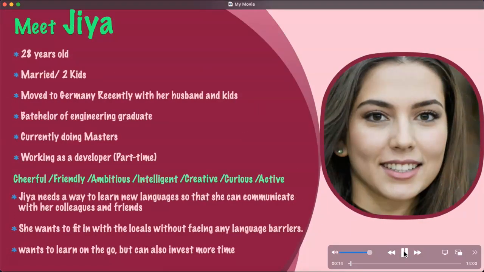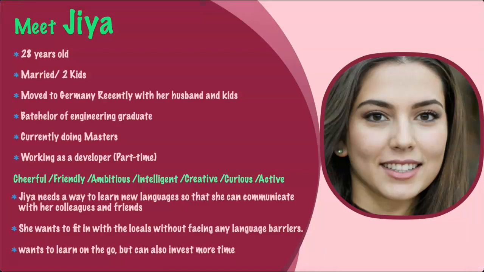Gia is a 28-year-old married woman with two kids. She moved to Germany recently with her husband and her kids. She is a Bachelor of Engineering graduate and currently doing her master's as well as working as a part-time developer. Let's see what are her thoughts.